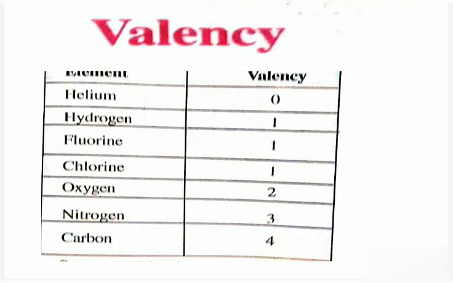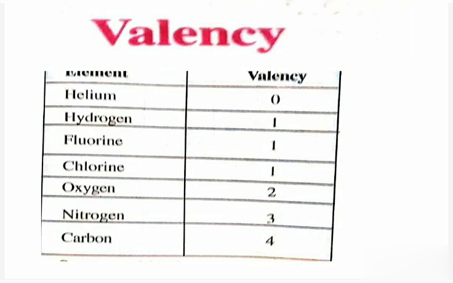Okay, hydrogen has atomic number 1. Which shell will it occupy? It will occupy the n equals 1 shell. In the n equals 1 shell, how many electrons can we fill? 2 electrons. If 2 electrons are there, then it will become stable. So for this n equals 1 shell, there is no need to follow the octet rule. For all the remaining shells, we have to follow the octet rule.